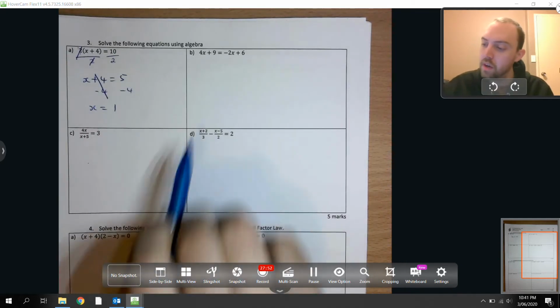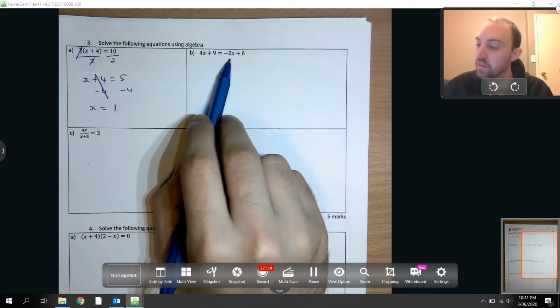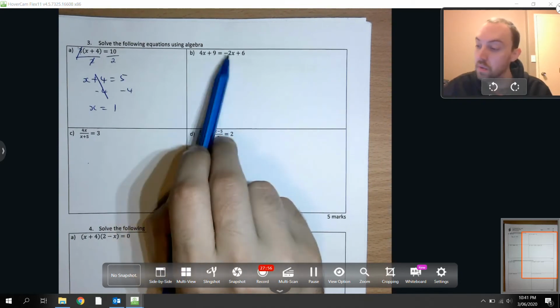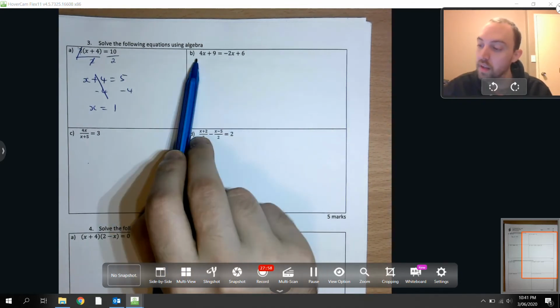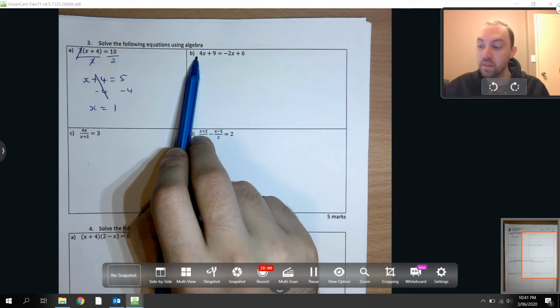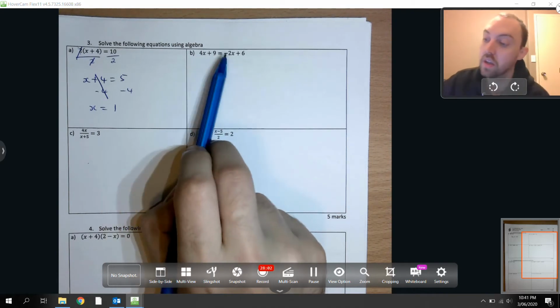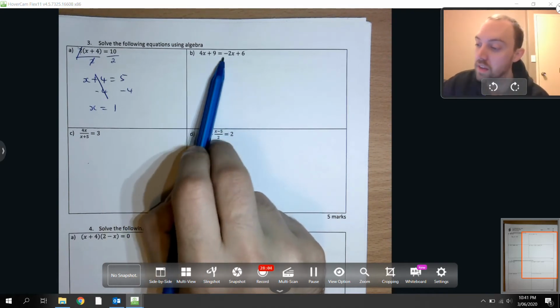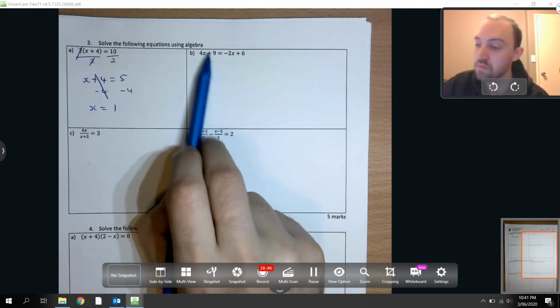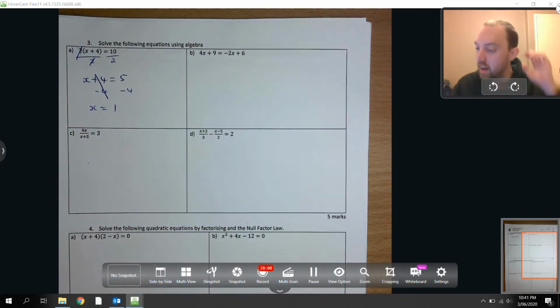Part B, 4x plus 9 is equal to negative 2x plus 6. With this, we have x's in 2 places. We need to make sure that it's in one place. Okay, so how do I get this negative 2x on the other side? How do I move it?